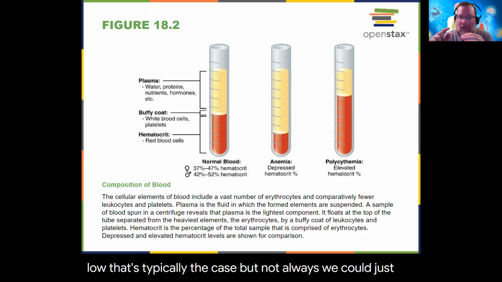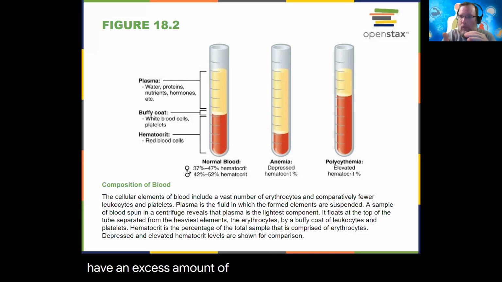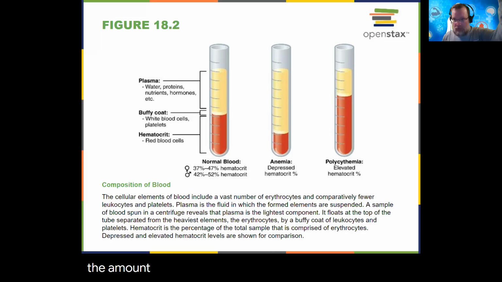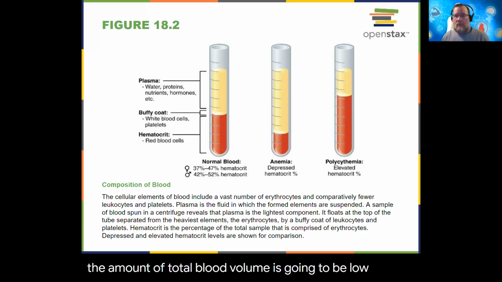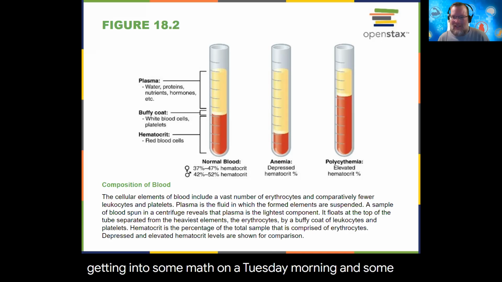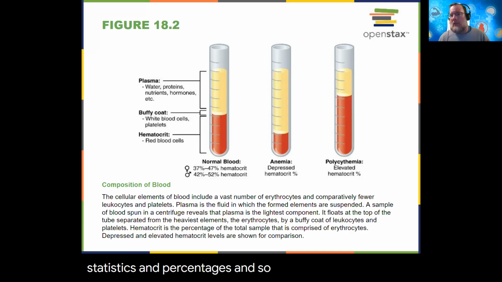We could just have an excess amount of fluid. So if I have way too much plasma, the percentage of red blood cells relative to the amount of total blood volume is going to be low. So I wouldn't see an increase in hemoglobin. So the hemoglobin levels might be normal. I know we're getting into some math on a Tuesday morning and some statistics and percentages and stuff, but I hope that kind of makes sense.